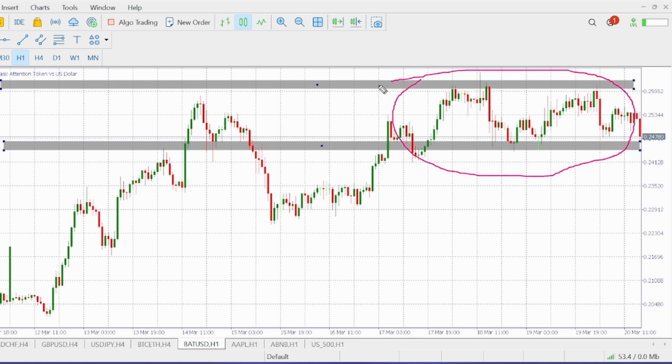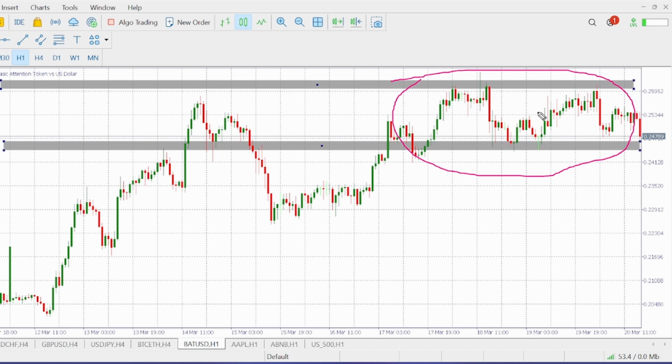And what does this mean? We have the sellers protecting the upper zone and the buyers protecting the lower zone of area of sensitivity, keeping the price in consolidation.